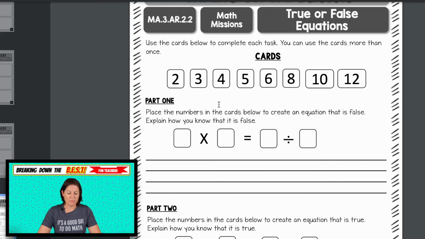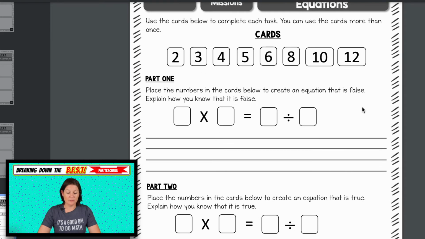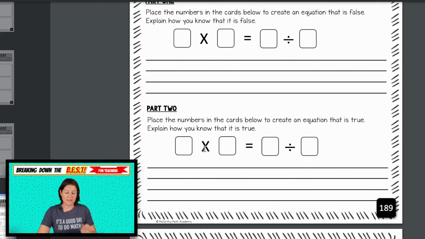So we're taking the cards and placing them into the blank spots, and then creating something that on purpose is false, and then explaining how we know it's false. And then doing that same thing with numbers that are true and explaining why it's true.